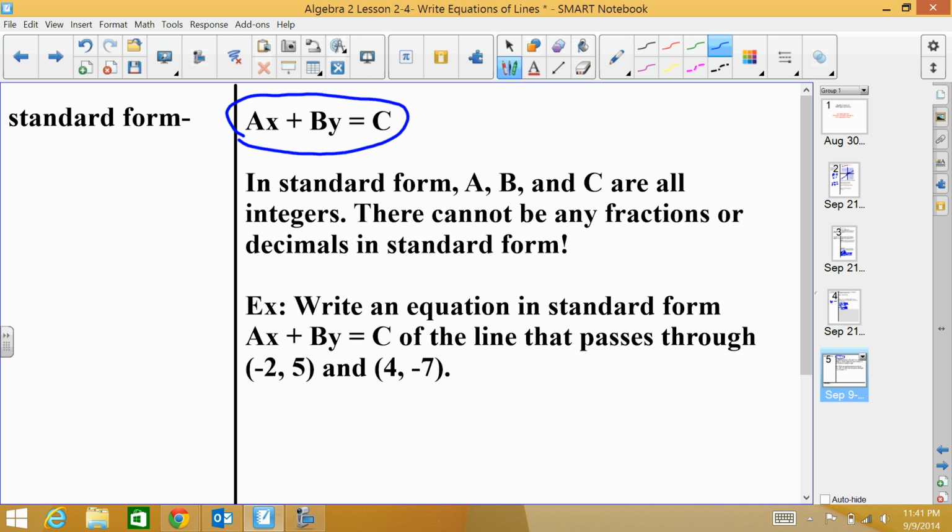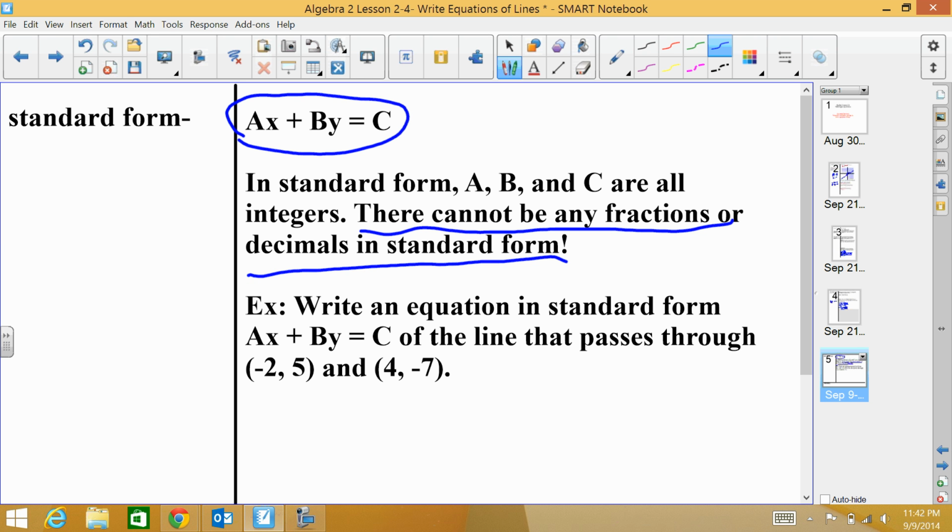Okay, now when it's in standard form, it's also very important to remember that a, b, and c have to be integers. You cannot have any decimals or fractions when you're writing in standard form. So that is really, really important to remember.